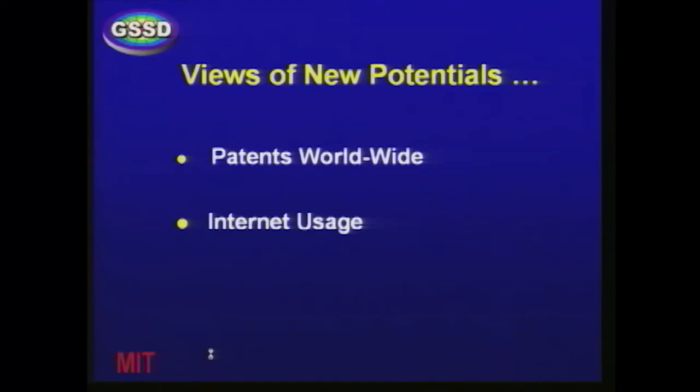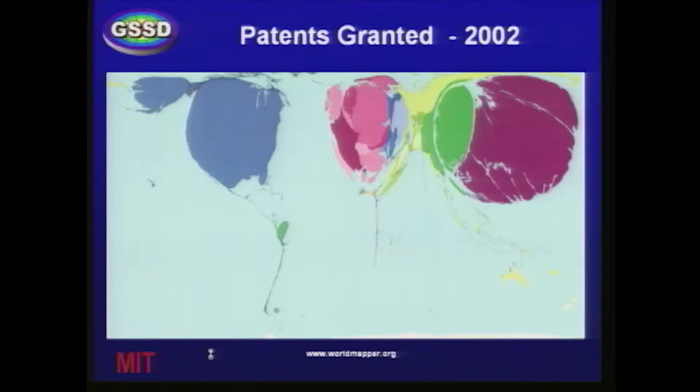Now the good news. Views of the world in terms of human creativity, using patents as an example, and internet usage, indicating, from my point of view, the ability for individuals to participate or to express themselves. This is patents granted in 2002. Is there anything odd about this map? Does anything strike you as not the way we would wish it to be?